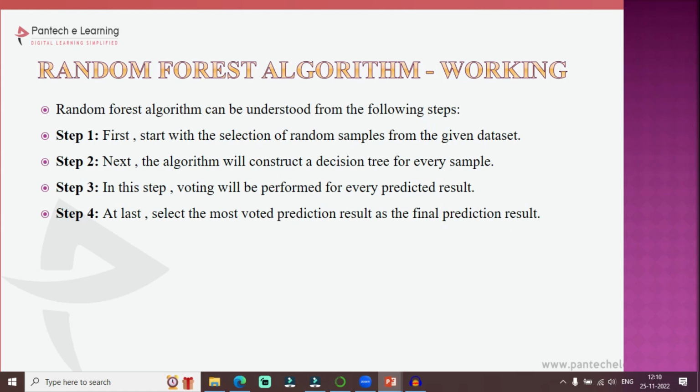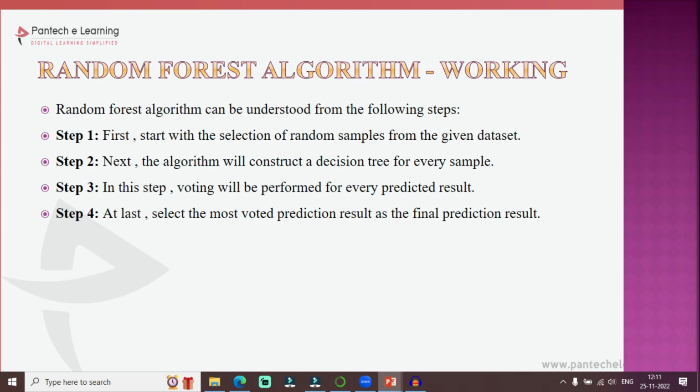I can understand this random forest algorithm with the help of the following steps. It contains 4 major steps. Firstly, I need to start with the selection of random samples from the given data set. And next the algorithm will construct a decision tree for every sample. Clear with this? All these are the different steps involved in the working of this random forest algorithm.